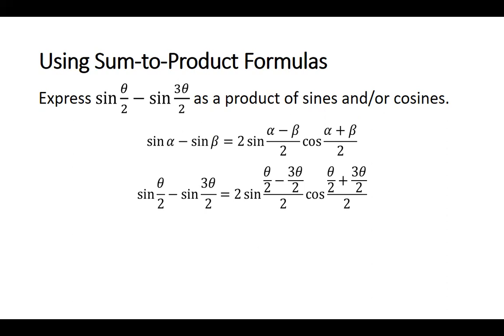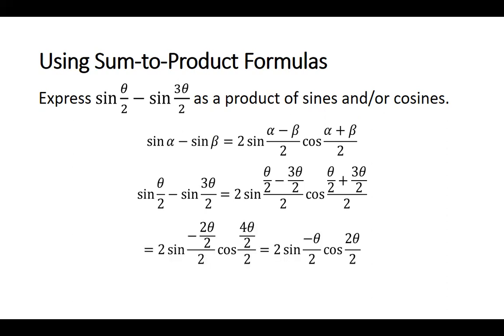which we can now combine. We've got theta over 2 minus 3 theta over 2, and theta over 2 plus 3 theta over 2, with a common denominator. So theta over 2 minus 3 theta over 2 gives us minus 2 theta over 2. So giving us 2 times the sine of negative 2 theta over 2, over 2. And theta over 2 plus 3 theta over 2 gives us 4 theta over 2, so times cosine of 4 theta over 2, over 2.